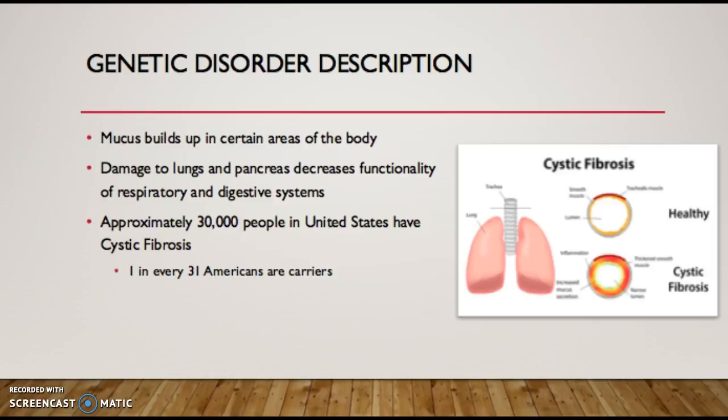So cystic fibrosis is the buildup of mucus in the lungs and the pancreas. This buildup causes damage to these organs and therefore results in decreasing functionality of respiratory and digestive systems. You can see on the right side of this slide the difference between a healthy person and an individual with cystic fibrosis. This is a rare disease, as only 30,000 people in the United States have it. However, 1 in every 31 people are actually carriers.